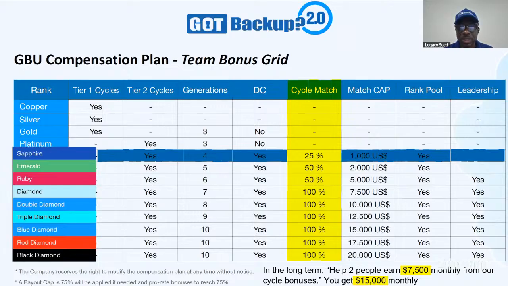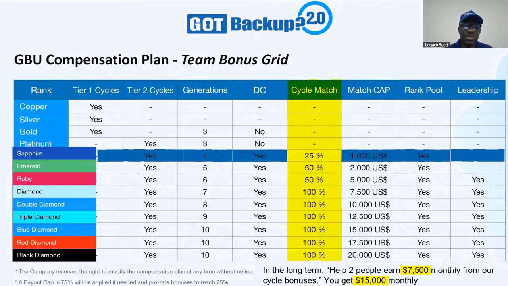Now, who earns cycle match commission? Everybody? No. You need to be a Sapphire on the project or above. So if you are Sapphire or anyone above Sapphire, you are qualified to earn this commission, which is the cycle match commission. Now, what is it? Got Backup says we will match it from your commission, your cycle commission.